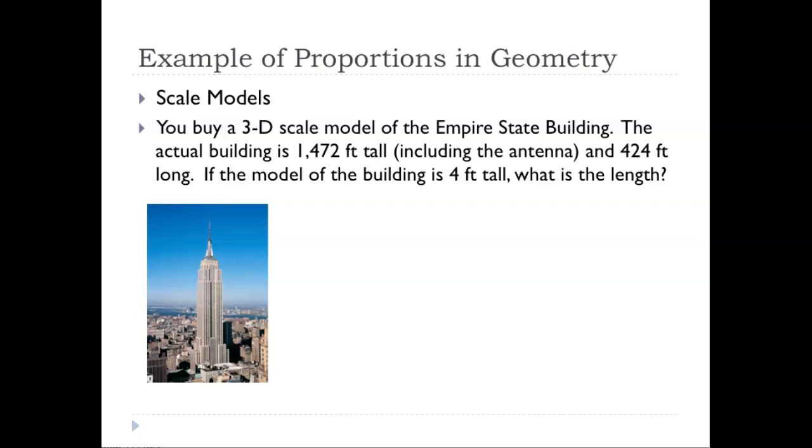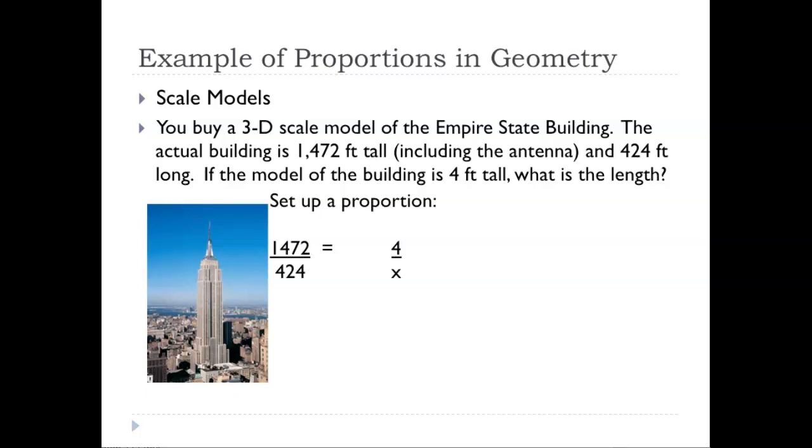Well, we can solve this using a proportion. So, in order to help you keep track of what you're putting where within the proportion, I would keep one side the scale model and one side the actual building. Now we have two pieces of information for the actual building. 1,472 feet tall and 424 feet in length. Now on the other side, I'm going to put the model. Now I need to make sure that I keep everything the same.